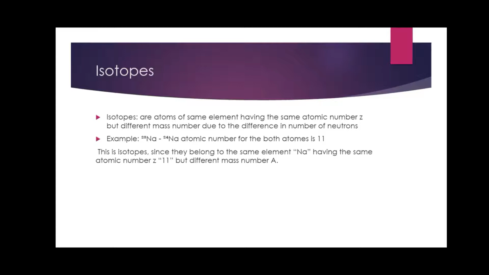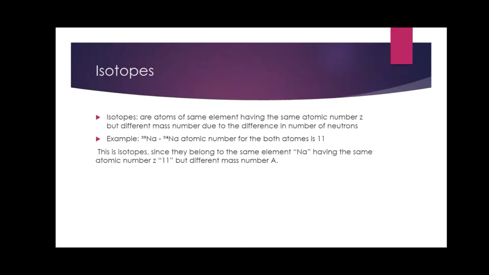Now the isotopes. Isotopes are the atoms of the same element having the same atomic number Z but different mass number due to the difference in number of neutrons. I'll give you an example. We have the sodium, Na. Na have 23 mass number and the 24 mass number also, but the atomic number is constant, that is 11.